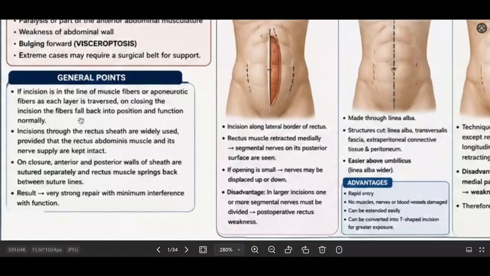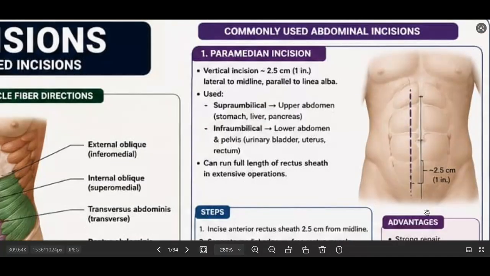Okay. Now let's study some common abdominal incisions. Among the commonly performed abdominal incisions, the first one is the paramedian incision. What is the definition here? It is a vertical incision made about 2.5 centimeters or 1 inch lateral to the midline, and it runs parallel to the linea alba.